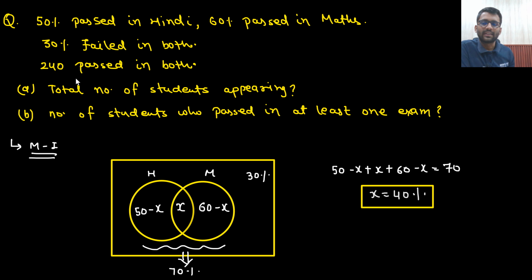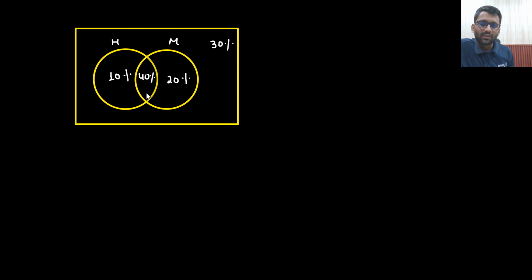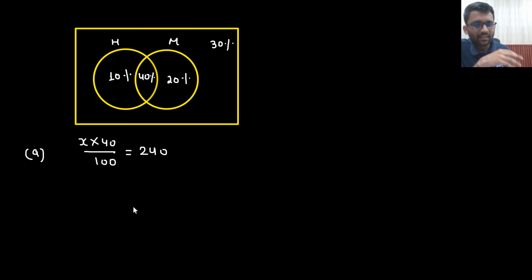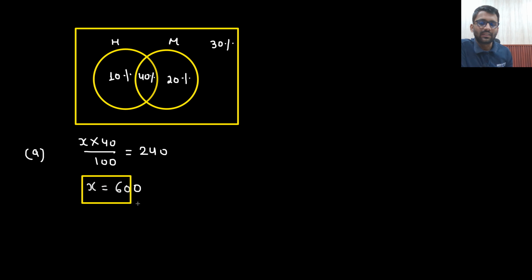That's it. Now what they are saying, 240 students passed in both. So out of 100% students, only 40% passed in both. So if there were X students, only 40% of that passed in both, right? And that is equal to 240. This is the answer of A. If there were X students, 40% of that passed in both. That means X is 600 students. So there were 600 students, 40% of that means 240 students passed in both. So this is the answer. Total students was 600.